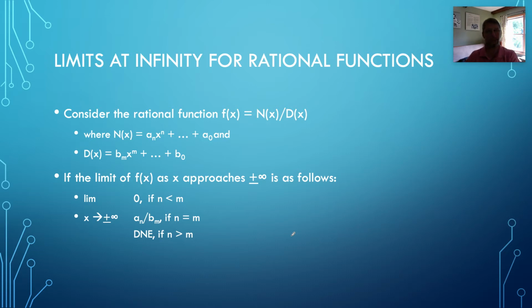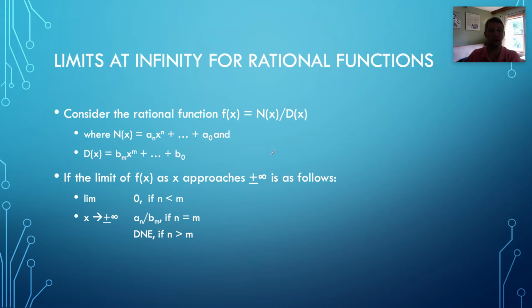In this case, let's consider the rational function f of x equals n of x divided by d of x. N stands for the numerator, d stands for the denominator. And we'll define n of x as equal to a sub n times x to the nth power plus all the way down to a sub 0.